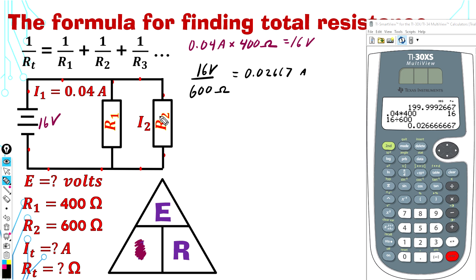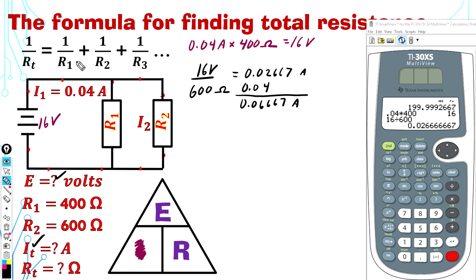Okay. So now I know the current going through this branch. I know the current going through this branch. So I just add them together. So I'm going to add my 0.04. So I get 0.0667 amps. Okay. Or you could round that off to 0.07 or 0.067, depending on the instructions. Okay, so we've got our total current. We've got our voltage. Now I just need to find my total resistance.